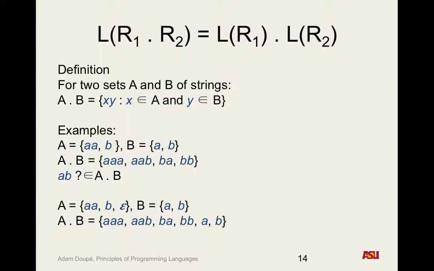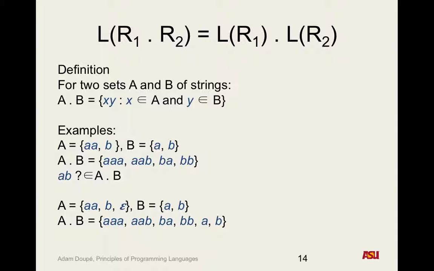So does that make sense? And does everybody see why there's no epsilon in A dot B? It's the empty string, yes. So there's an epsilon in A, right? But there's no epsilon in A dot B. Why? Because there's no epsilon in B. Only if there's an epsilon in B. Right, so there's no epsilon in B.